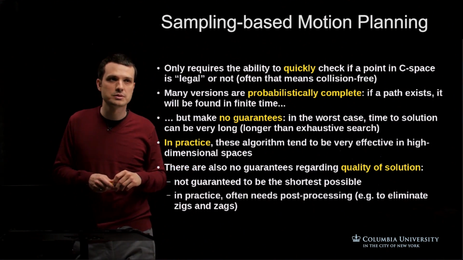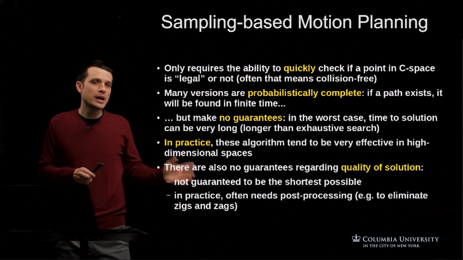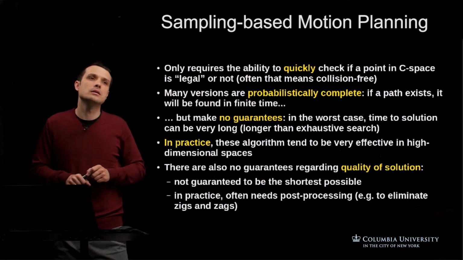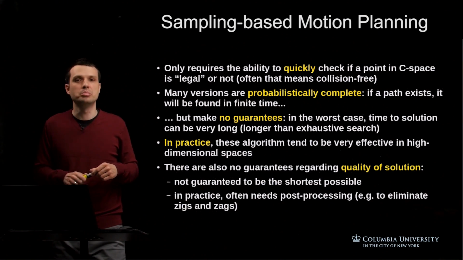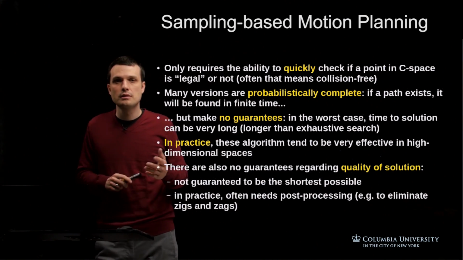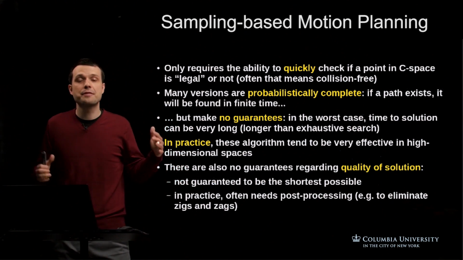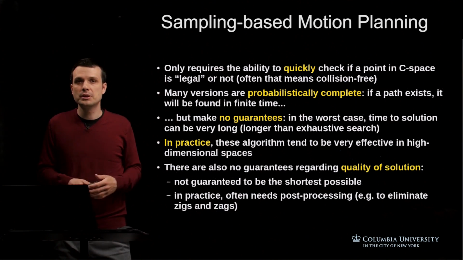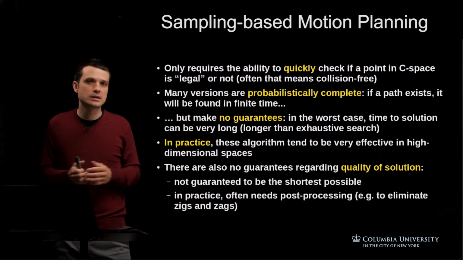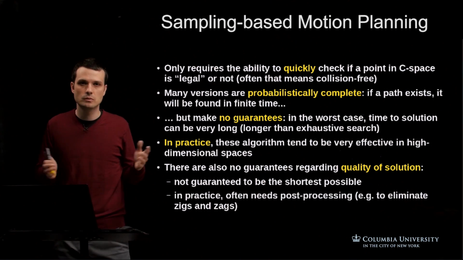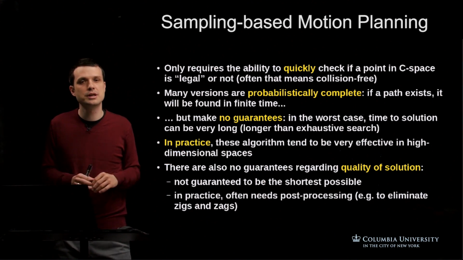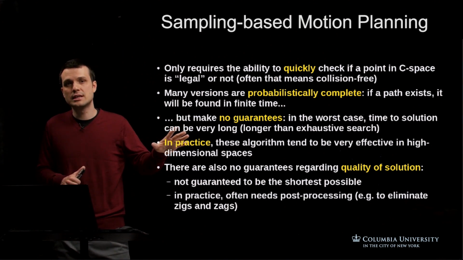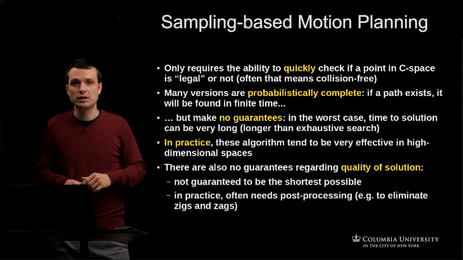A theoretical characteristic of many of these algorithms is that they are what is called probabilistically complete. It can be proven theoretically that if a path exists from the start to the goal, the algorithm will find it. Because again, the random nature of it can be scary at first. Wait a second, I'm going to just do random exploration and you're telling me it'll be fine. So the one theoretical guarantee is that if a path exists, it will be found in finite time.